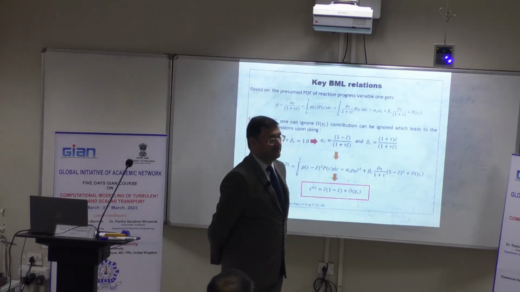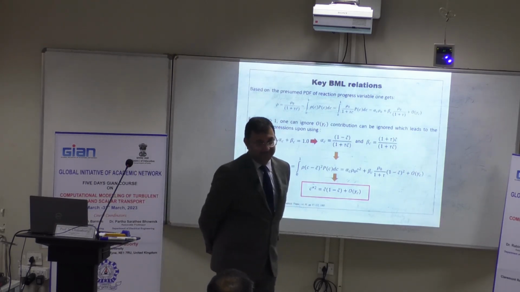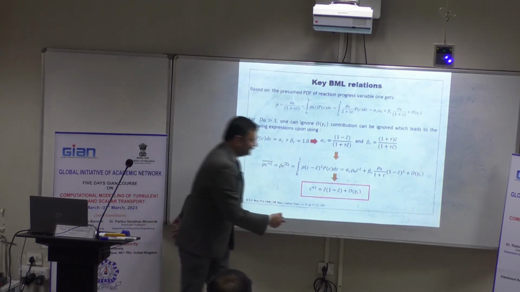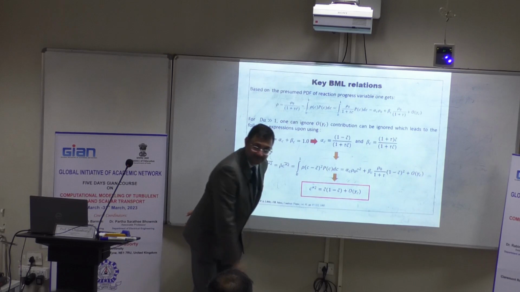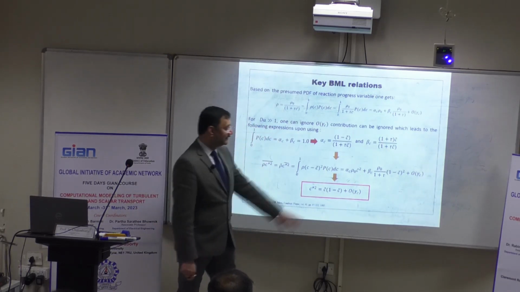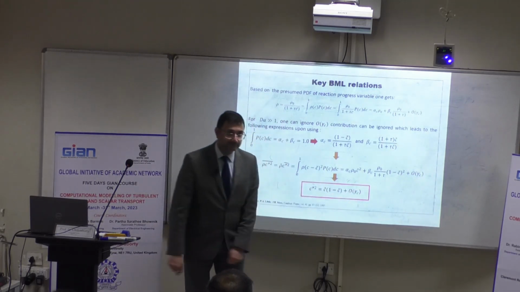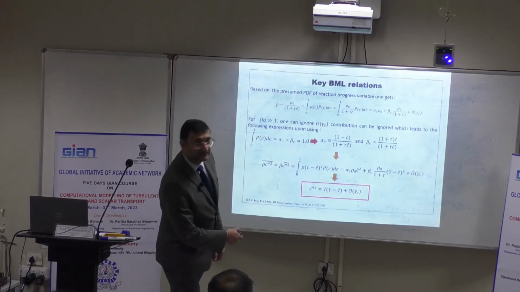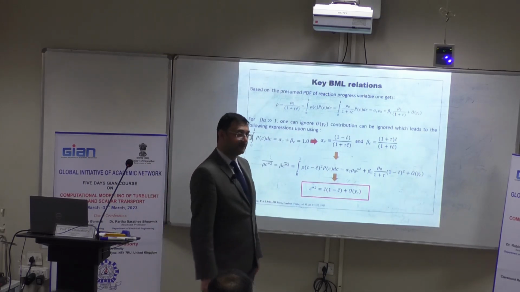This is extremely, extremely important. Why is it extremely important? If this contribution is negligible, at very high Damköhler number, this one goes to 0, right? Then variance becomes C tilde times 1 minus C tilde.